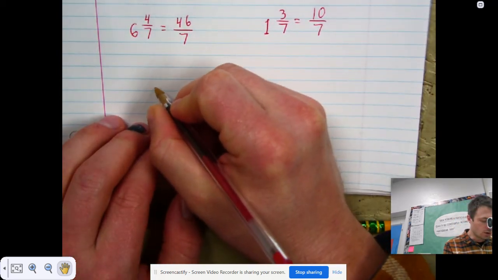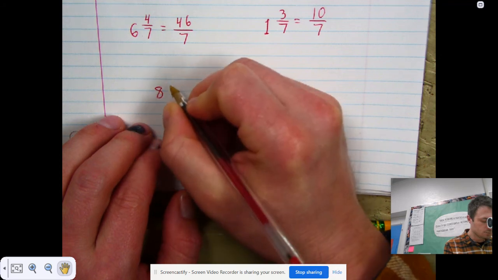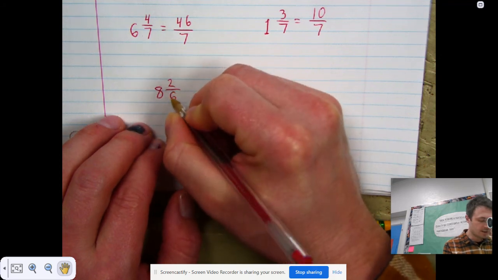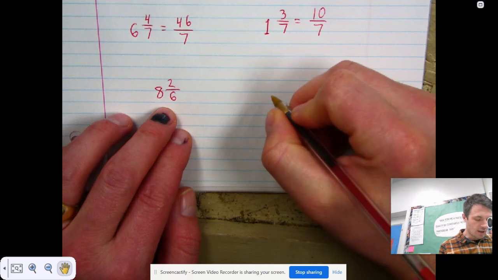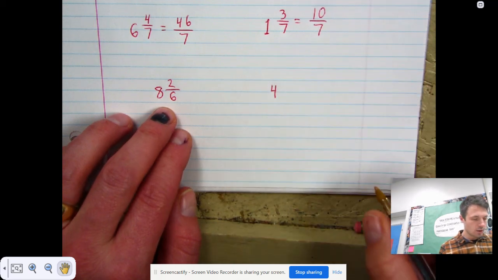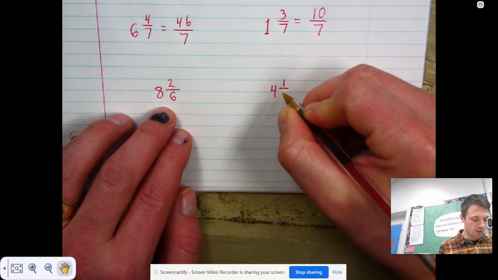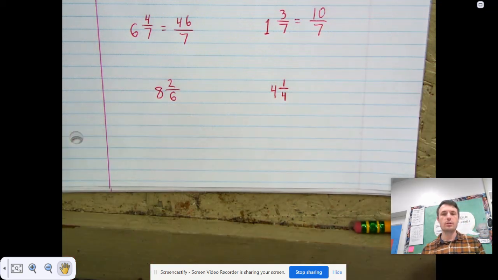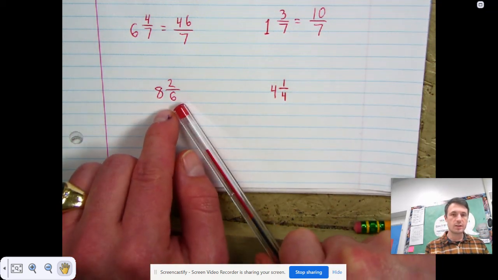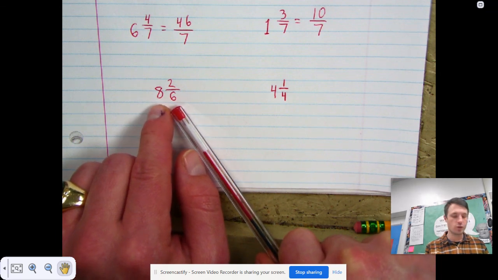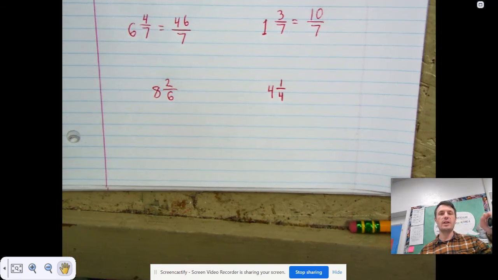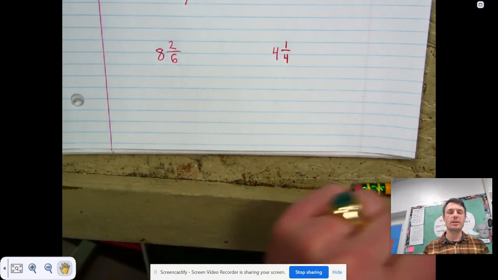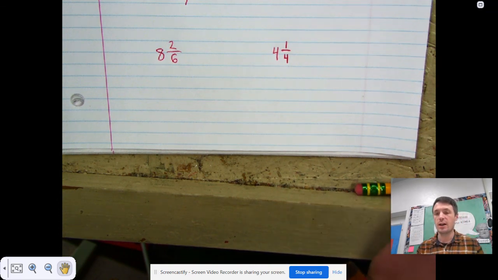Go ahead and do 8 2/6. Change that into an improper fraction, and change 4 1/4 into an improper fraction. Okay? Change 8 2/6. Right now it's a mixed number. Change it to an improper fraction, and write the mixed number 4 1/4 as an improper fraction. Go ahead and do those independently, and then click on the next video attached under this one to see if you did it correctly. I will see you there.